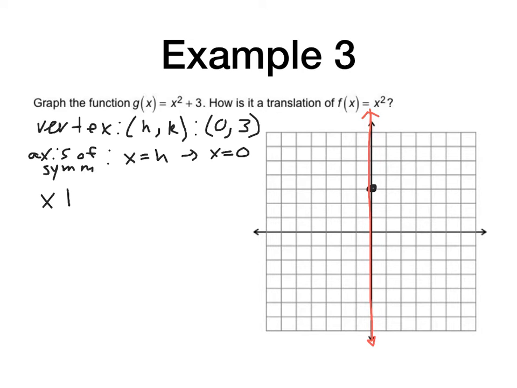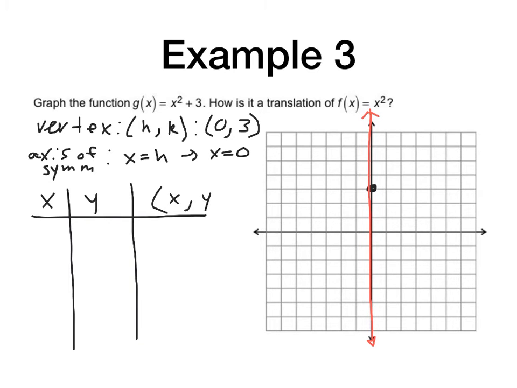So now we can plug in numbers again. So we're going to plug in numbers for x and get a y and then get some points on our graph. So Kyler, what's a number we can plug in first? 1. So 1 squared is 1, and then what's 1 plus 3? 4. So our first point's going to be 1, comma 4. So now we're going to graph that. So we go to the right 1 and up 4.